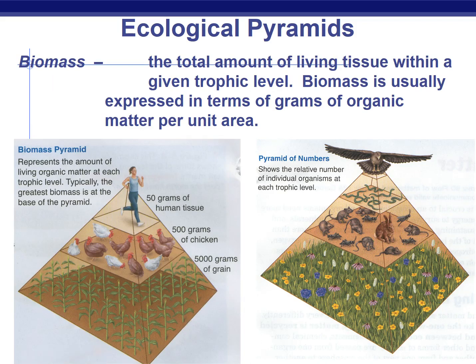Some other kinds of pyramids that you might see are biomass pyramids or pyramids of numbers, and those generally are going to have the same kind of pattern where they get smaller up top, although there's some exceptions when you look at a pyramid of numbers.